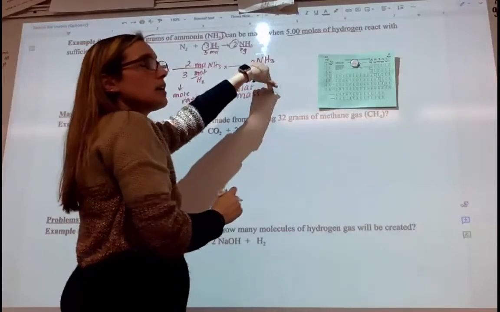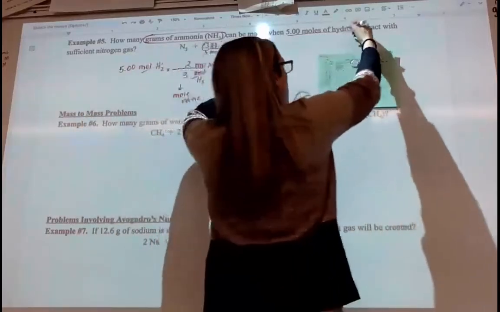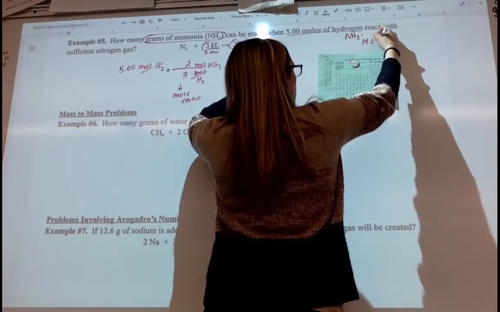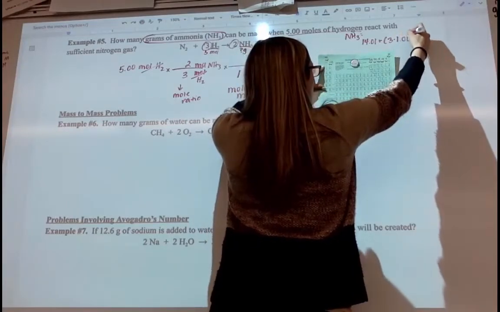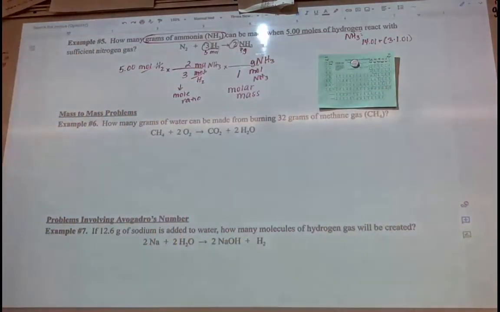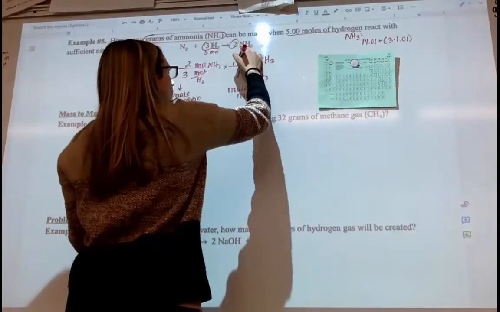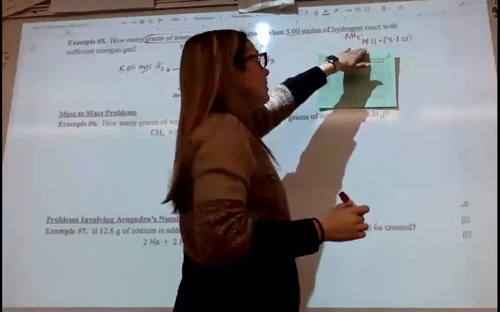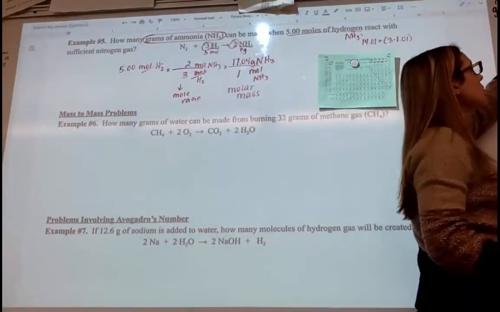So this is NH3. You have to use your periodic table and figure out what's the mass of NH3. So for NH3, there's 1 nitrogen, which is 14.01. And there are 3 hydrogens, which is 1.01. So 14.01 plus 3 times 1.01 is 17.04. The molar mass is just adding up from the periodic table. Molar mass is always 1 mole, just like Avogadro's number is always 1 mole.